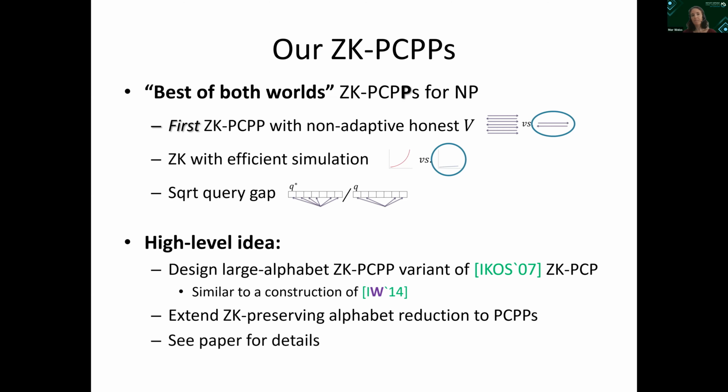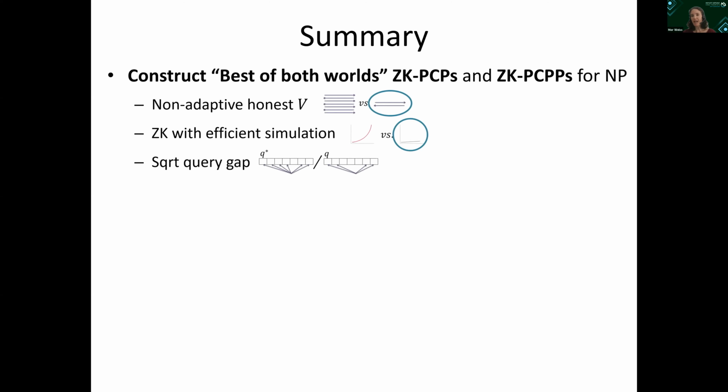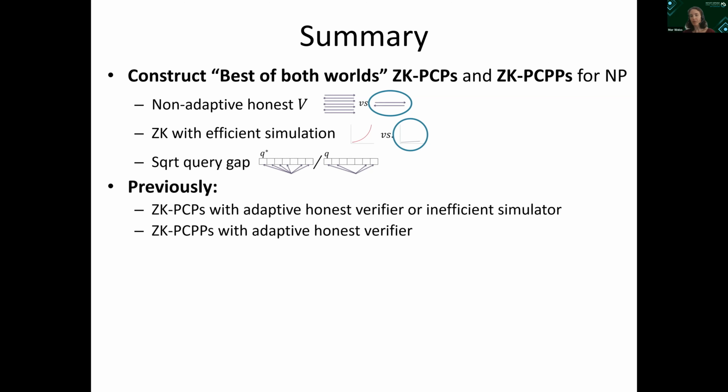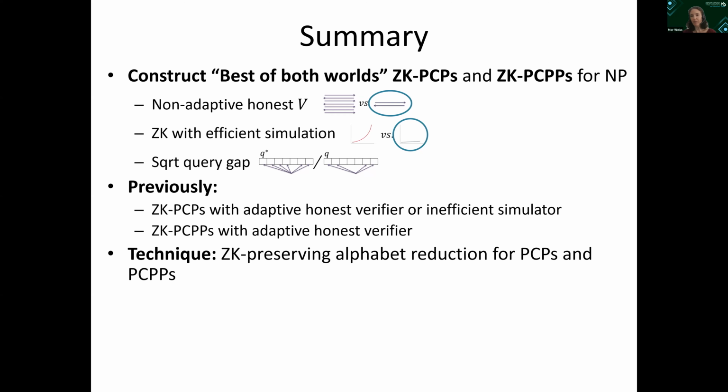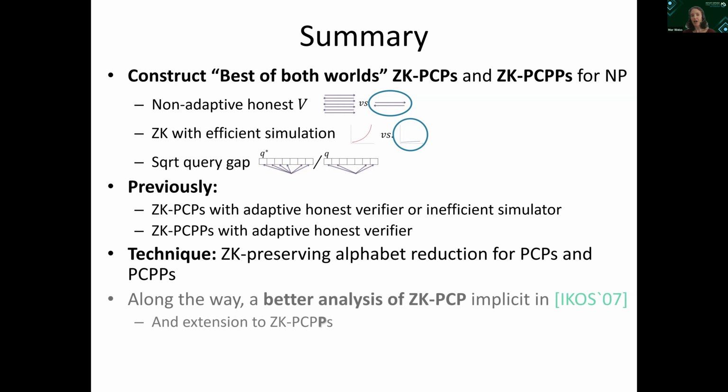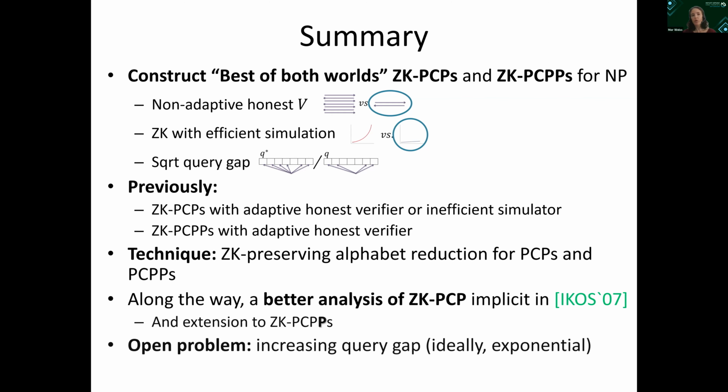So let me sum up. We construct zero-knowledge PCPs and PCPPs that enjoy the best of both worlds. The technique is to construct an alphabet reduction that preserves zero knowledge. Along the way, we also give a better analysis of the zero-knowledge PCP of ITC 7. And the main open problem that remains from our work is to improve this query gap. We want it to be as large as possible. Hopefully, we can get something which is exponential as in previous works. And I really hope that we'd be able to improve this and get all of the properties that we want at the same time.